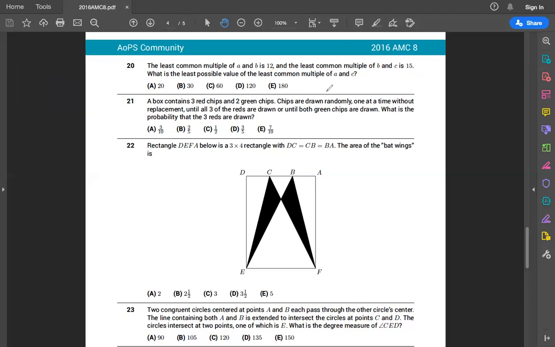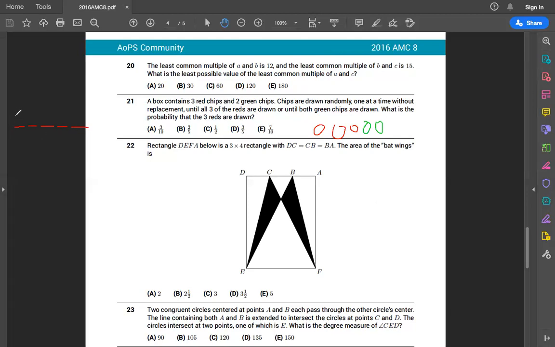Okay, on to problem 21. So we have a box with 3 red chips and 2 green chips. And we want the probability that 3 reds are drawn if we draw chips until all the reds are drawn or all the greens are drawn. So we're drawing 5 chips, but we might stop early if we get 2 greens right away, for example.